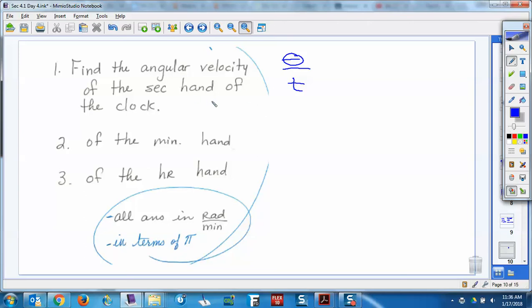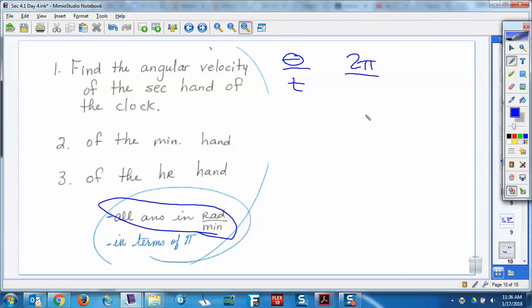Now, the second hand of a clock. Here it goes. The easy way to do it is it goes all the way around. What's its theta? See, you guys haven't been trained yet. Don't say 360. Right, radians. 2 pi. What's the time?